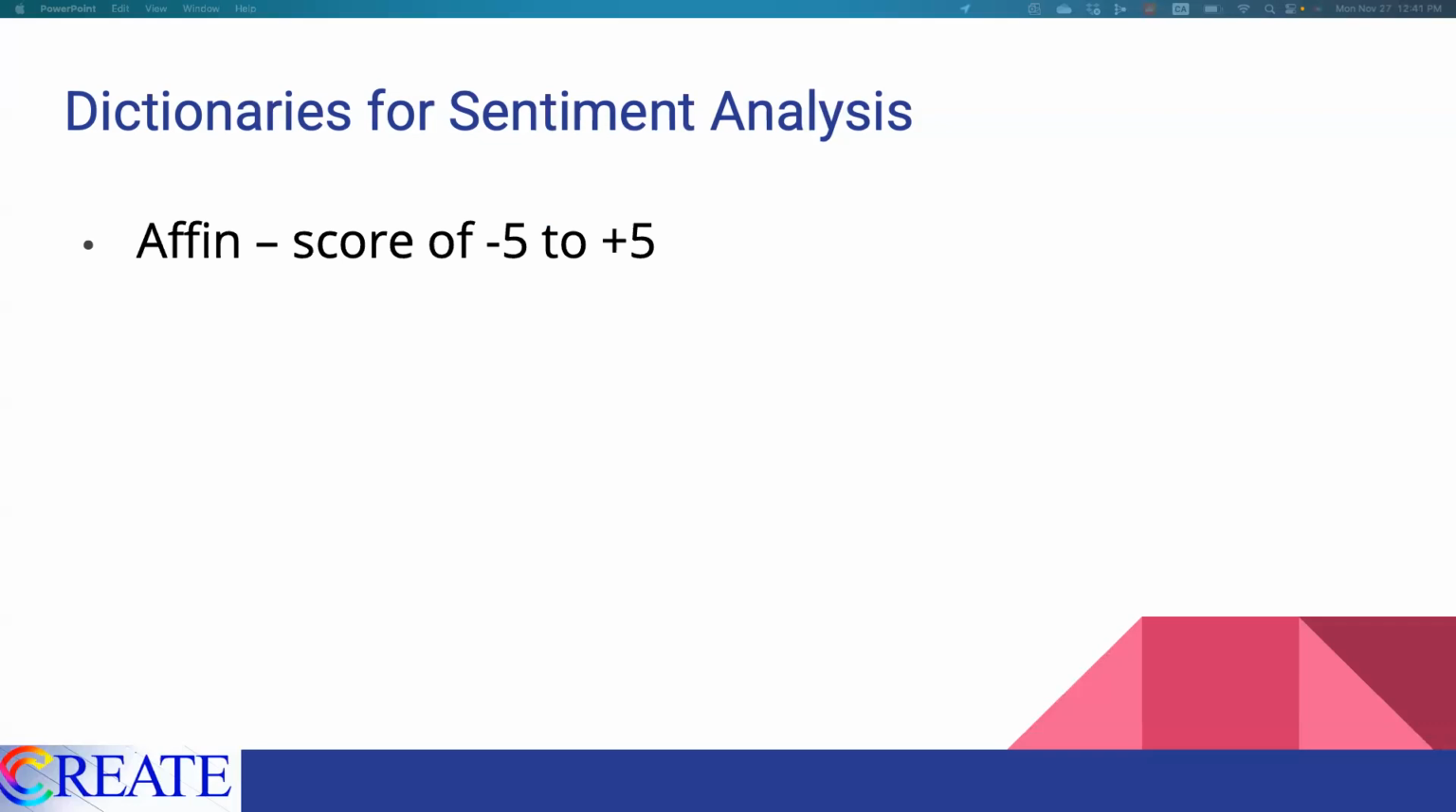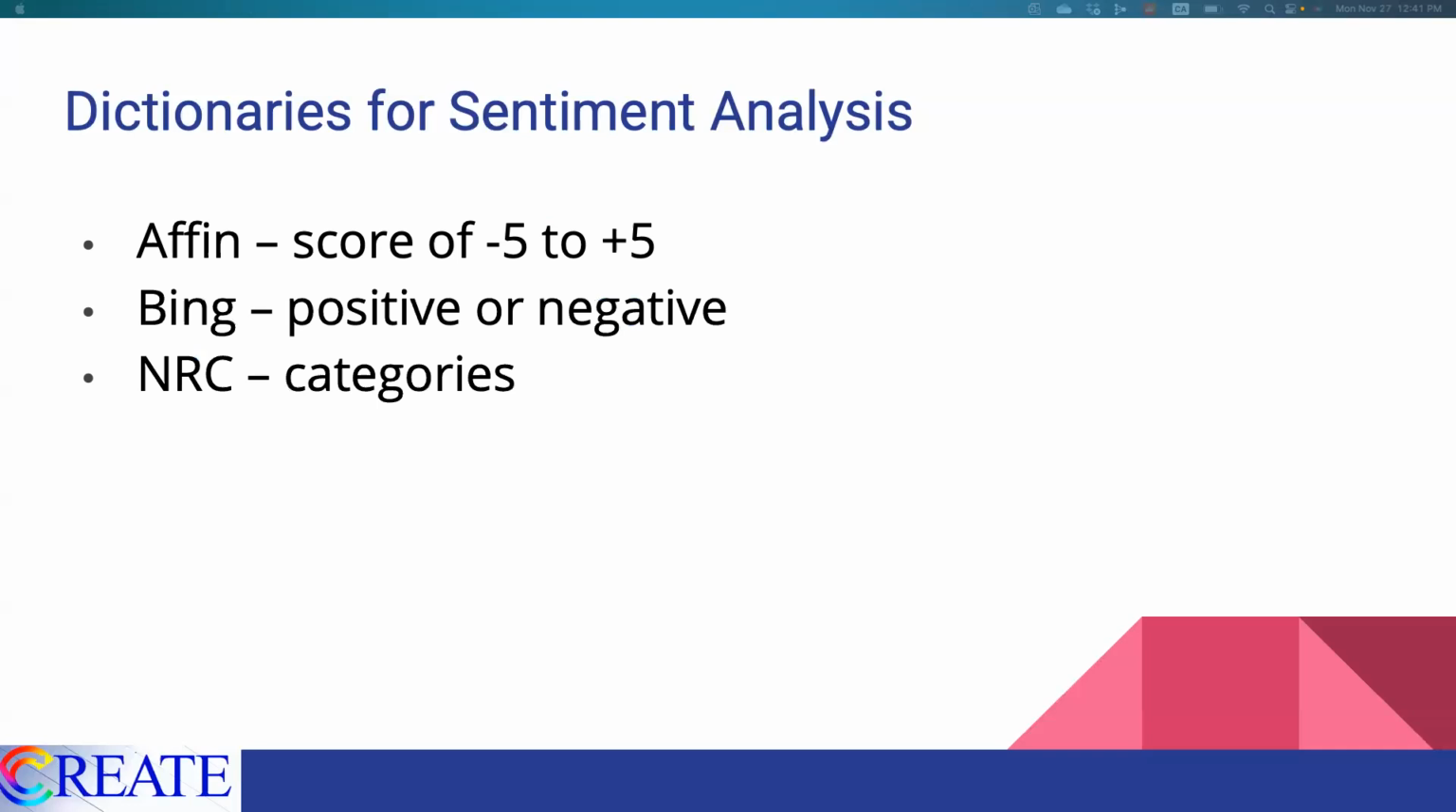So if someone says, "Oh no," that might be a -1, and if they say, "Oh, beep," that might be a -5, right? So it adds some kind of a scale to it, so you can see more positive versus less positive. Bing, however, the one I just showed you, just does positive or negative, so it would evaluate those two phrases similarly. And then NRC does different categories, and I have an example of what that looks like in a second.